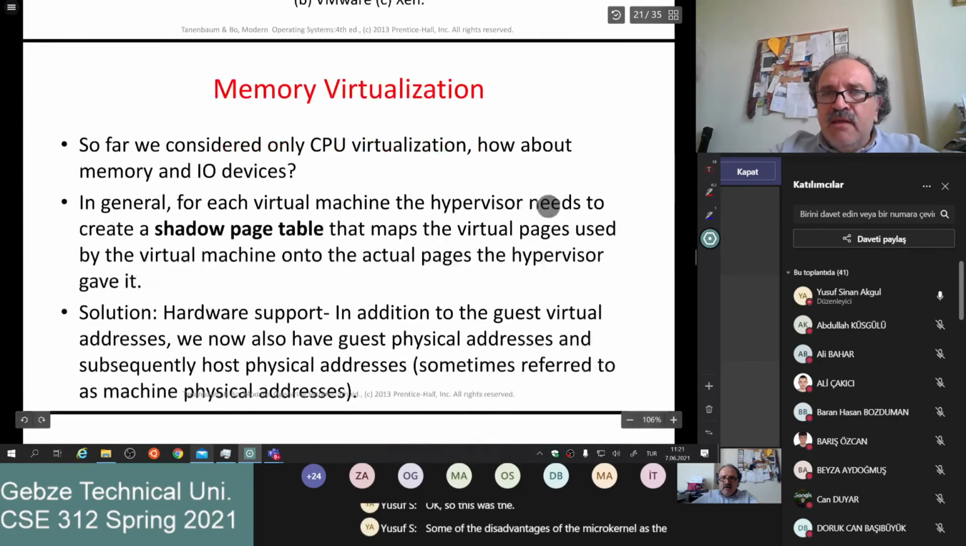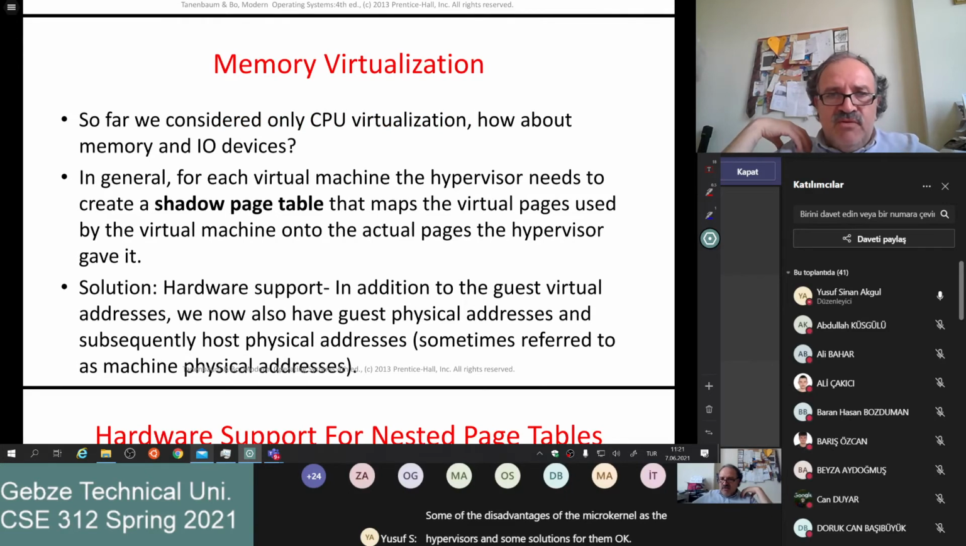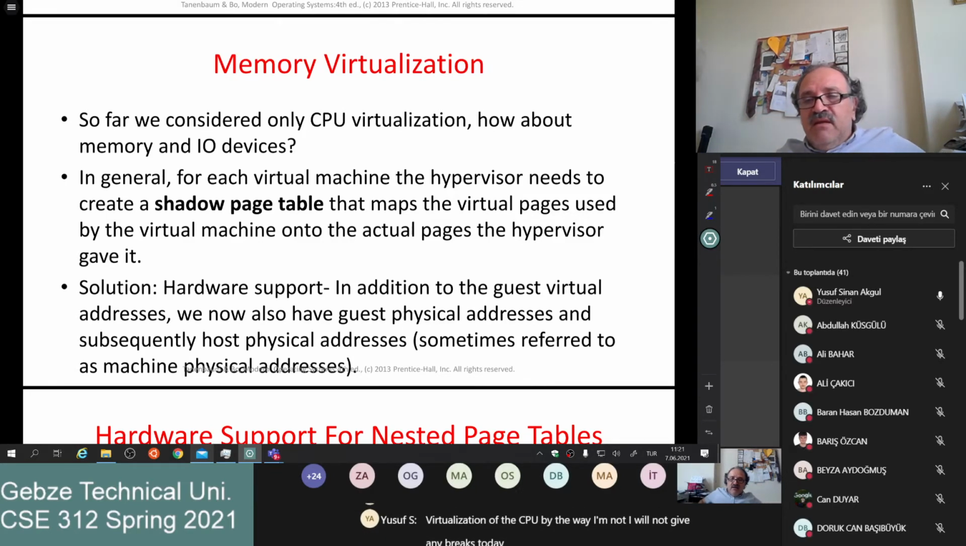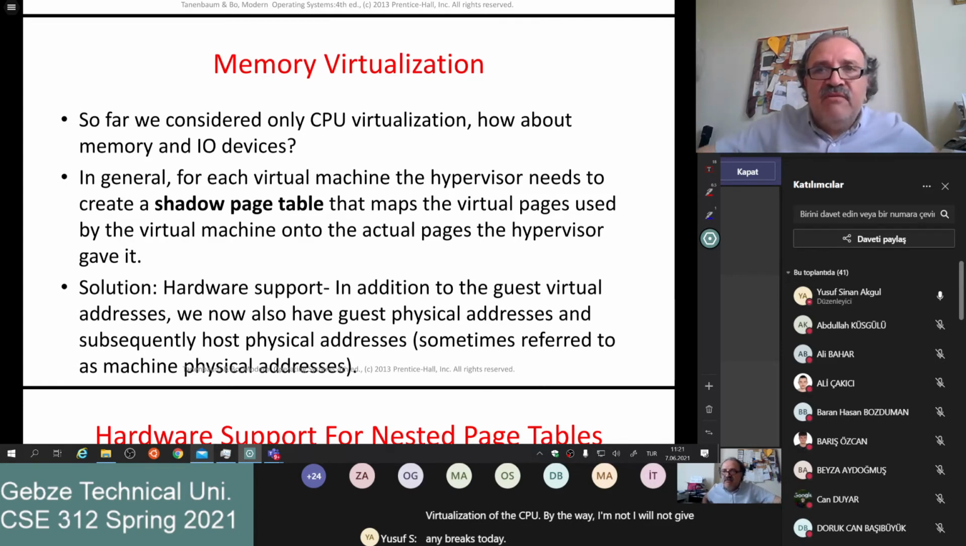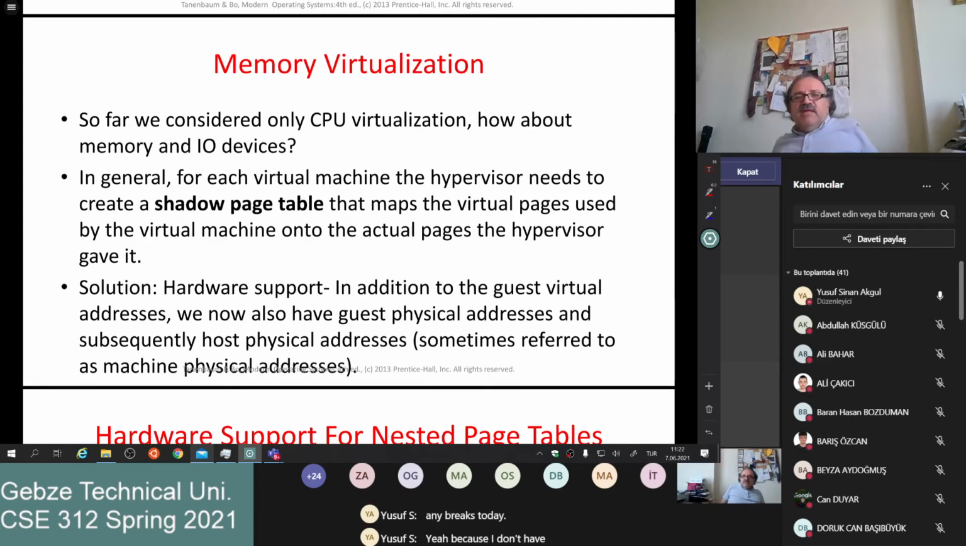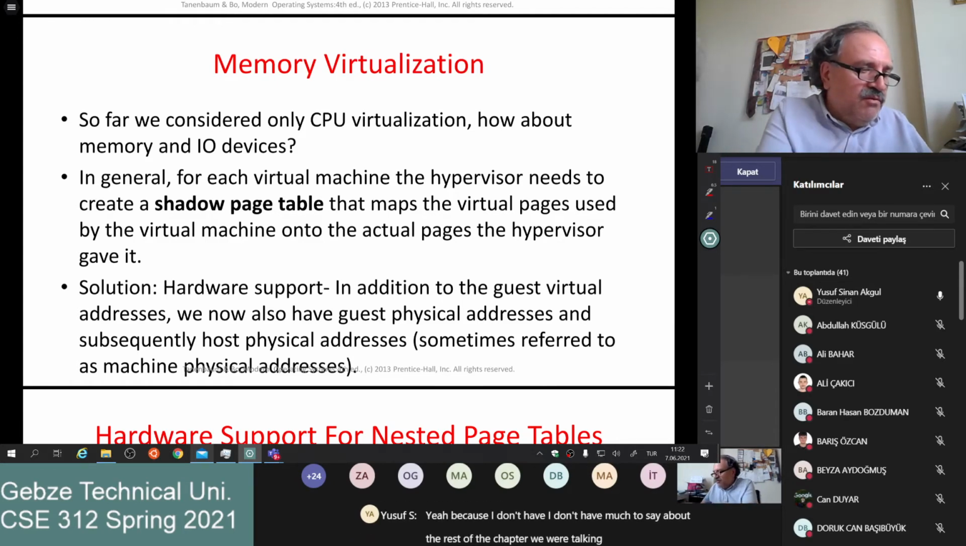Up to now, as I said before, we talked about the virtualization of the CPU. By the way, I will not give any breaks today because I don't have much to say about the rest of the chapter. We will talk about the virtualization of the CPU and virtualization of the I/O stuff, and after that we will stop. So I will stop early and I won't give any breaks.